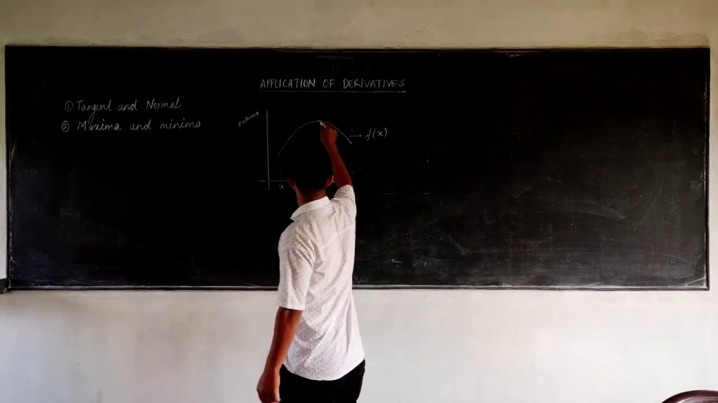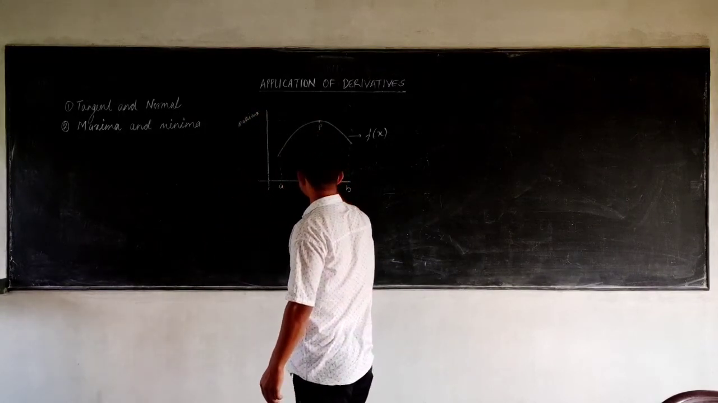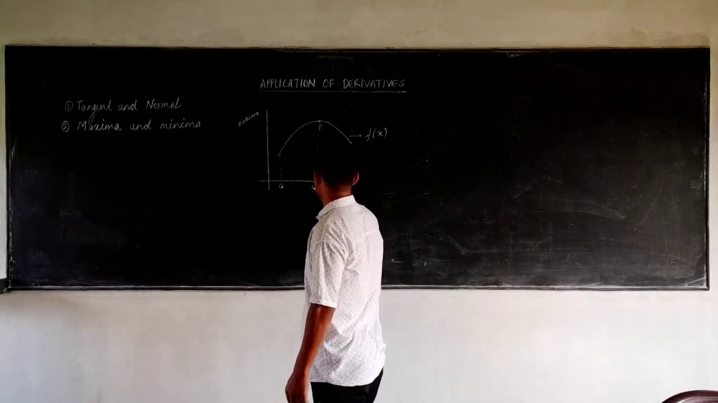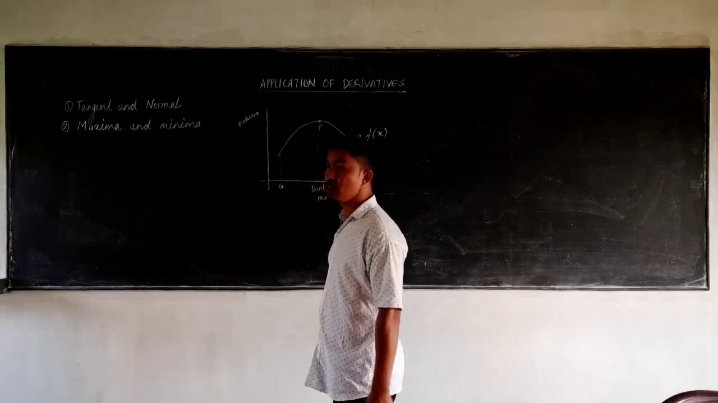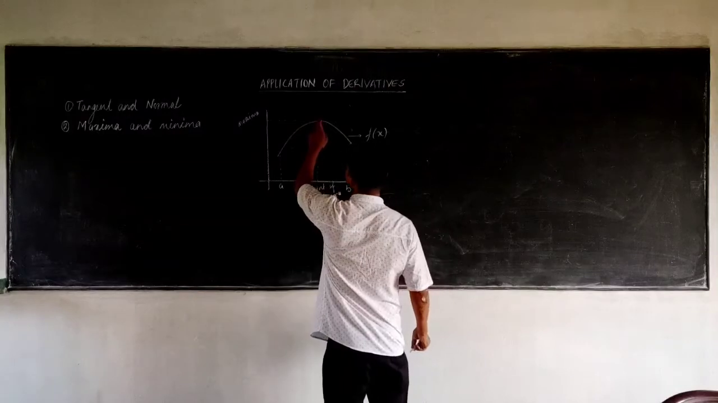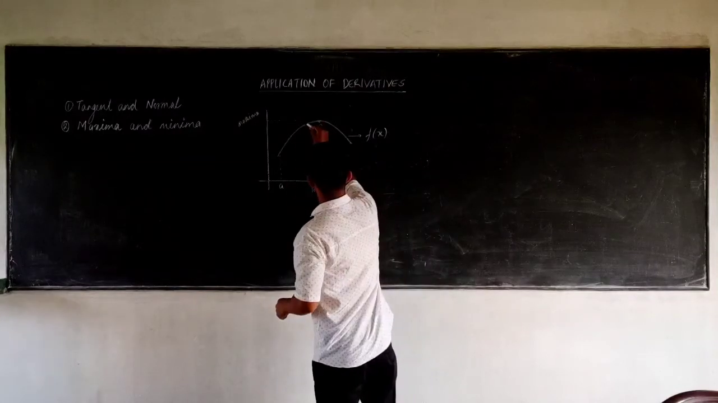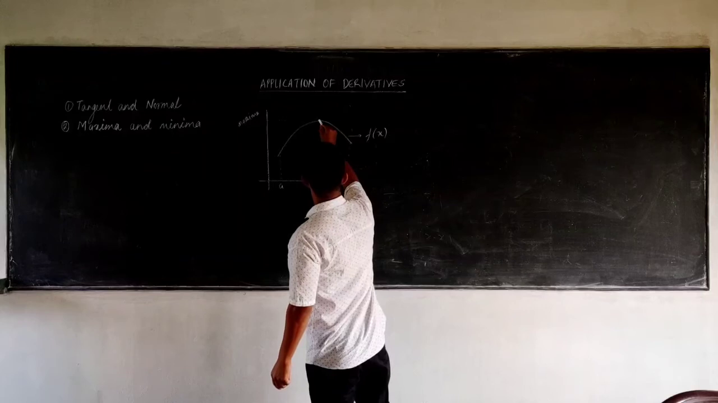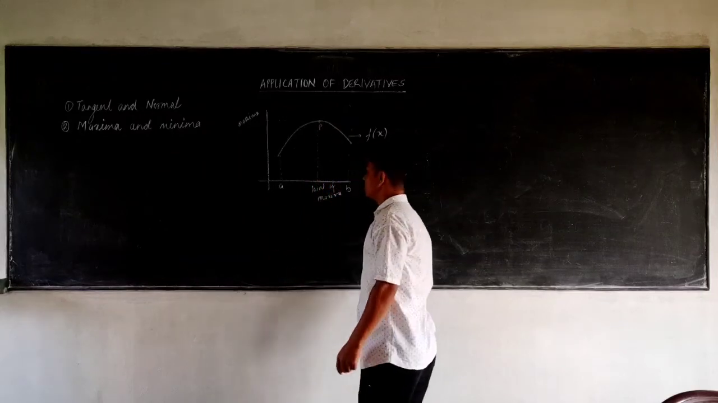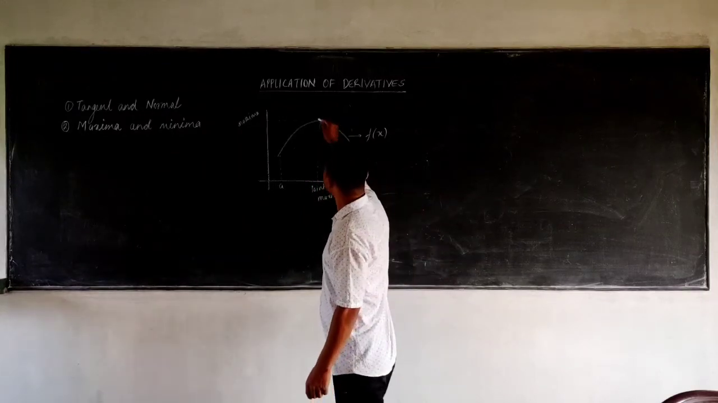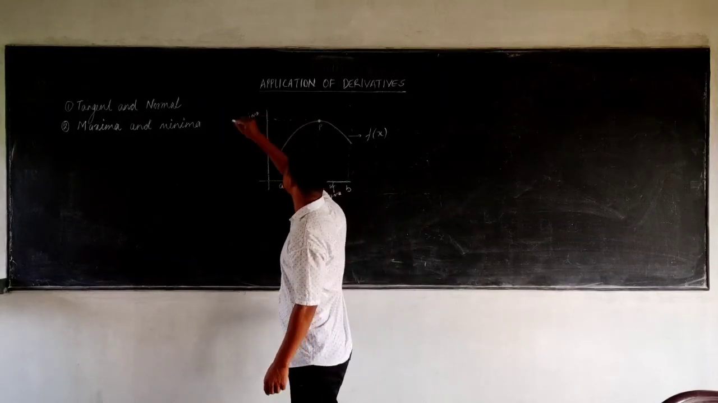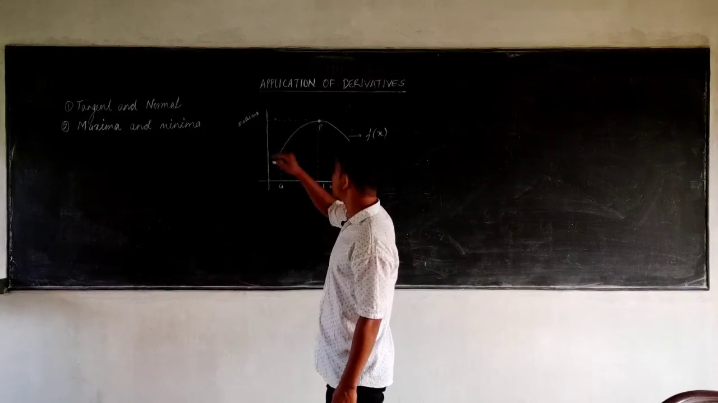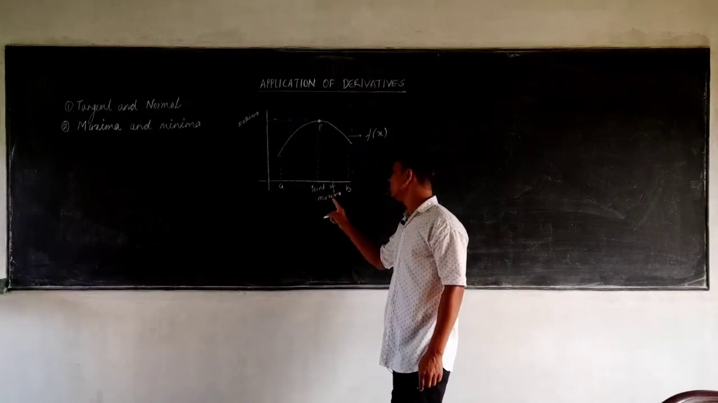Okay, and the point at which it attains the maximum value is known as the point of maxima. Also note that at the maximum value, the curve starts changing from an increasing function to a decreasing function. So at this point, what happens? The curve attains the maximum value, and the corresponding value gives the maximum value, and the point at which it attains the maximum value is known as the point of maxima.